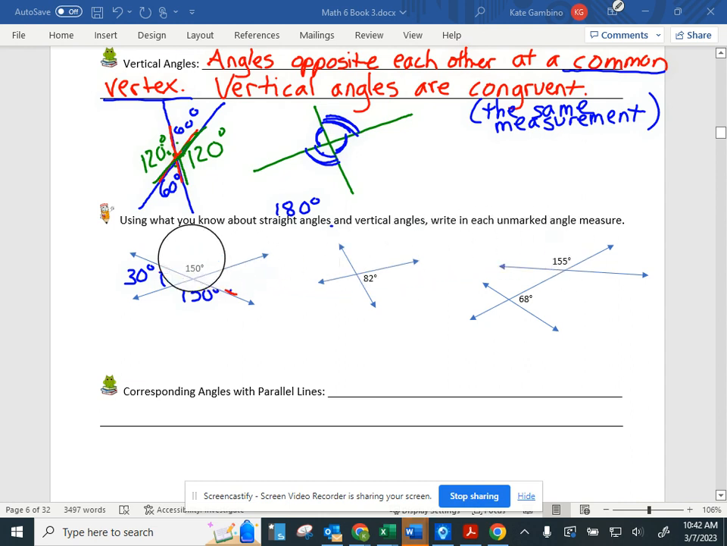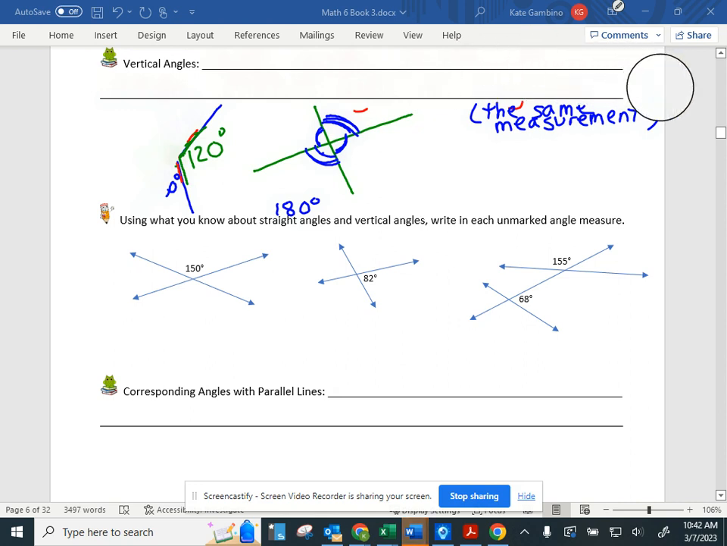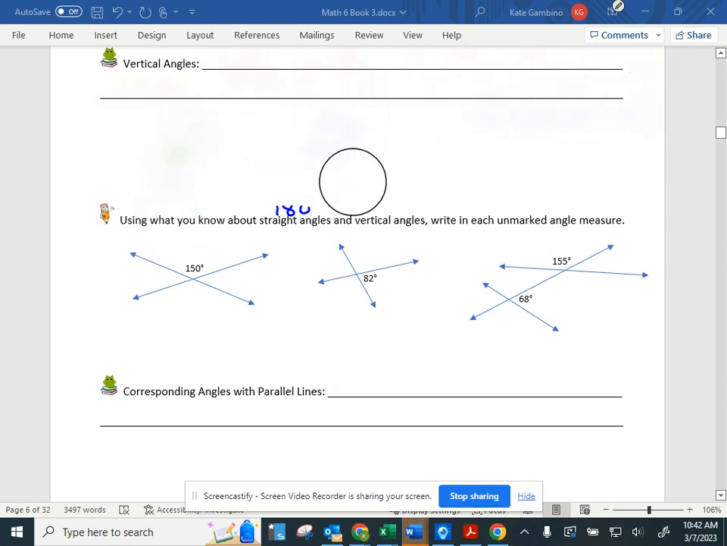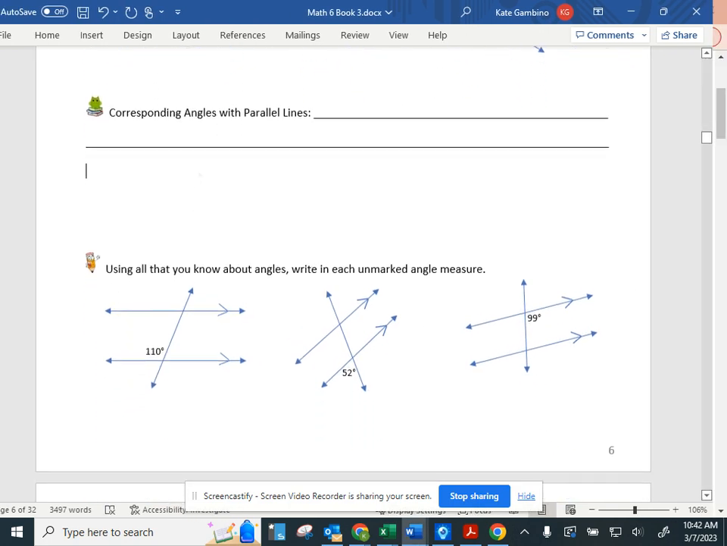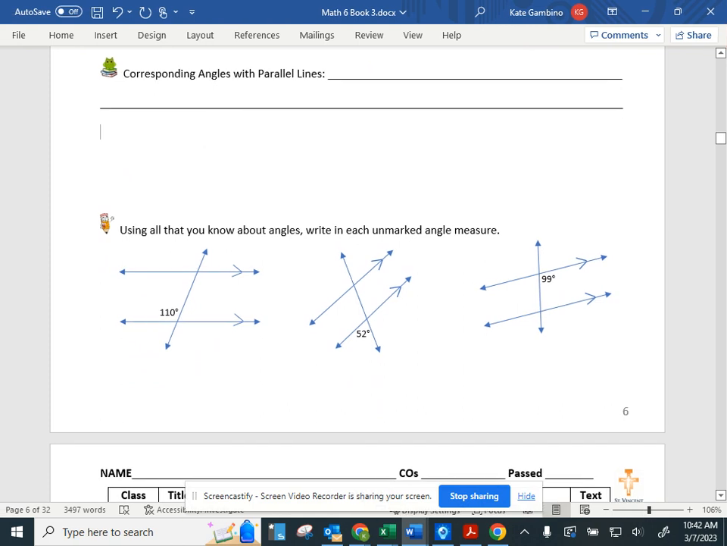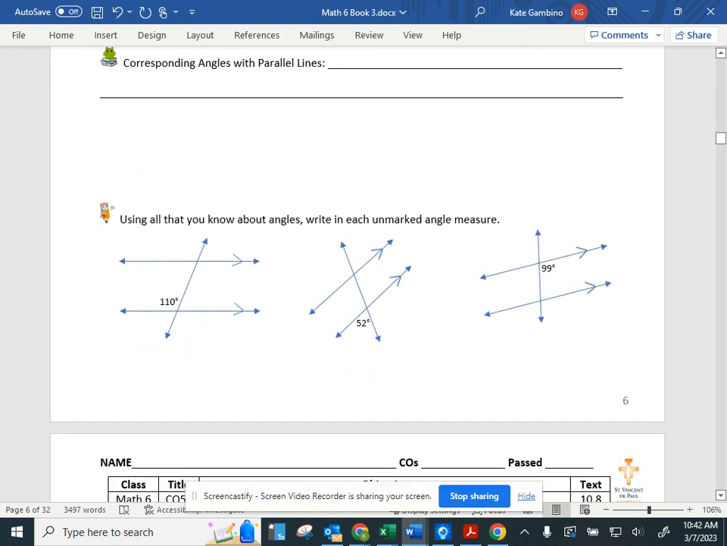I want you to put your pencils down right now. We are not working on those right this moment because we have the bottom half of the page too. So I don't want you working on that top part as we're learning about corresponding angles. So we need to know what corresponding angles with parallel lines means.